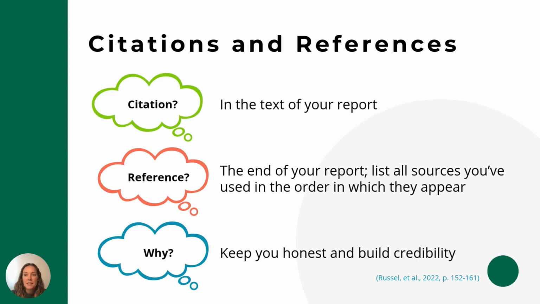And then your references are a complete list of all your sources that you use in your report that come in the order in which you use them. Citations are kind of like a shortened version of a reference that is inside your text. And then references give that complete information about a source at the end. A couple of reasons why we use citations and references are to keep you away from plagiarism. So if you're using information, if you're using examples from another source, you have to give credit to who that came from. So that keeps you honest.